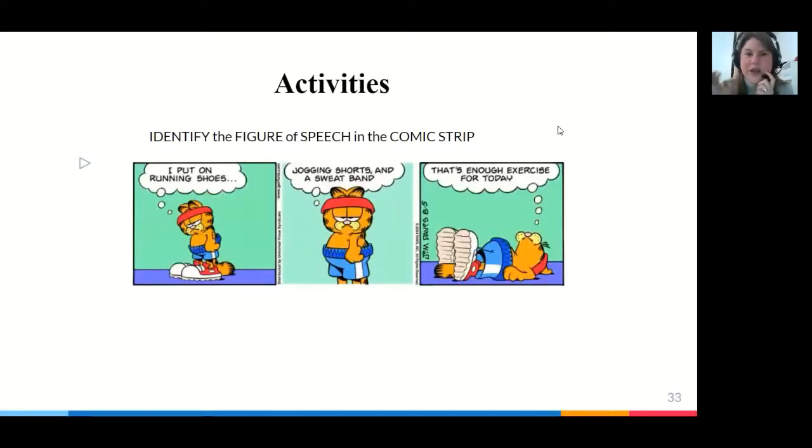In the first one, we have Garfield, our beloved cat. I put on running shoes, jogging shorts, and a sweatband. That's enough exercise for today.